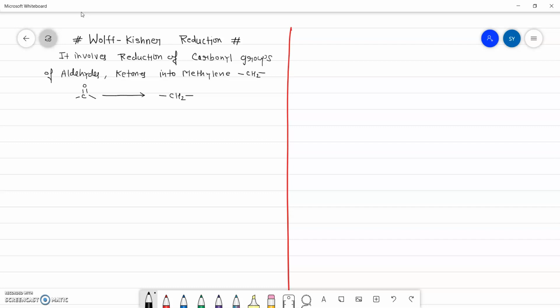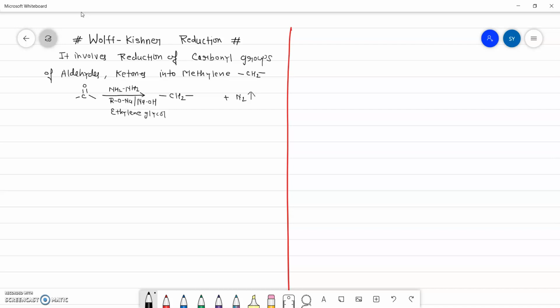ठीक है, तो यहाँ पे हम लेते हैं हाइड्रोजन NH2 and a very strong base like alkoxide ion RONa, or even NaOH can also do the reaction, and the solvent is here ethylene glycol. So this is something which we use, and here the byproduct is nitrogen gas. So we have to see how the mechanism goes for this.